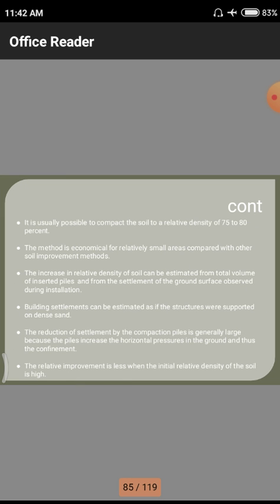Next thing is, it is usually possible to compact the soils to a relative density of 75 to 80%. That means the total soil we are having, we need to densify up to 75% to 80%. It is not possible to do 100% compaction on a particular soil.